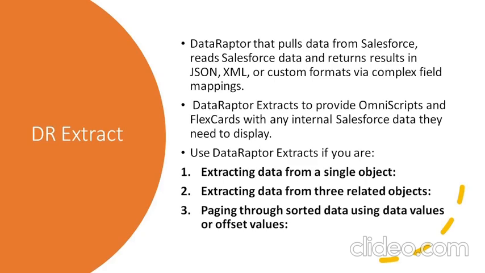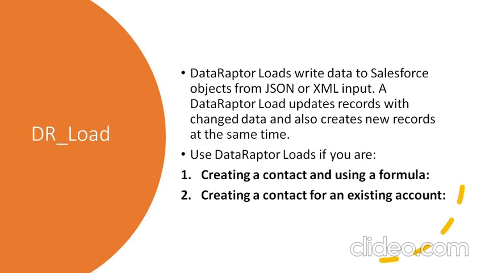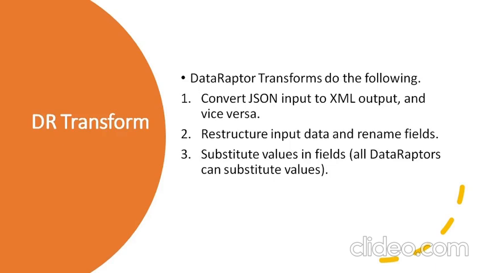Next, DataRaptor extract. By this we can get the data from Salesforce, from one object or multiple objects. And also we have some more options here compared to the turbo extract. DataRaptor load: if you want to insert any record, then we are going to use this load DataRaptor. DataRaptor transform: if you want to manipulate any JSON code, then we will be using this DataRaptor transform, and it is also used to restructure the JSON code.